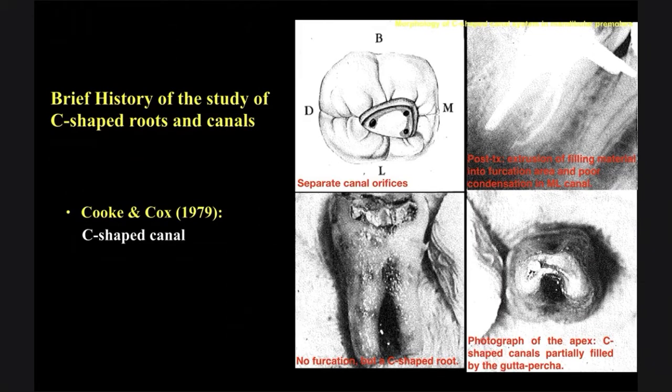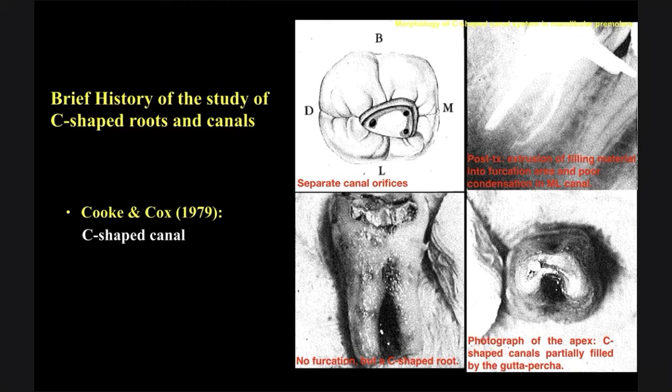In 1979, Dr. Cooke and Cox reported on a number of cases encountered in clinical practice. In these cases, the teeth all had a normal configuration of the pulp floor with separate canal orifices. But from the post-treatment X-ray, extrusion of filling material into the furcation area was noted. It looks like there's a perforation in the pulp floor.